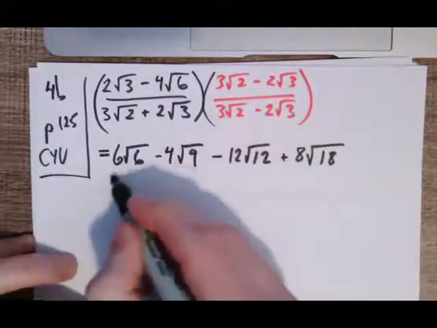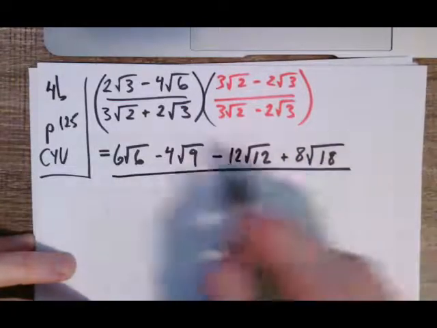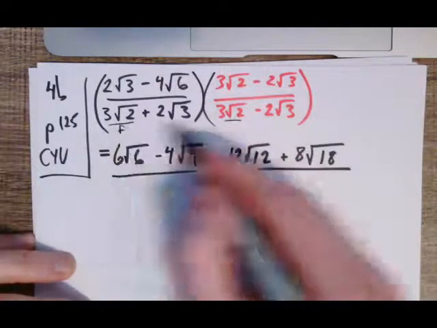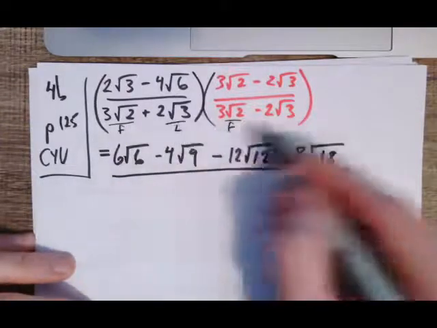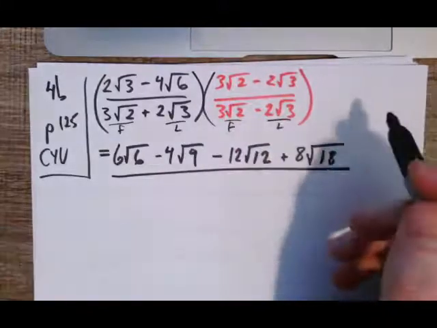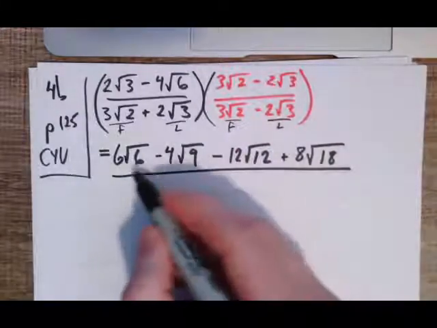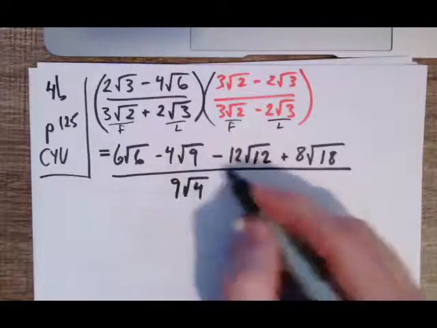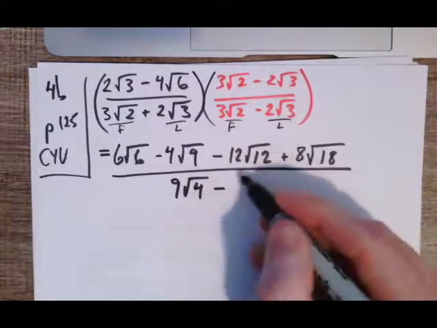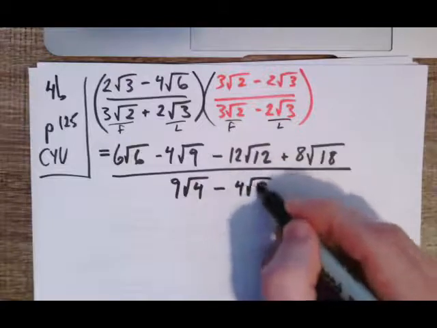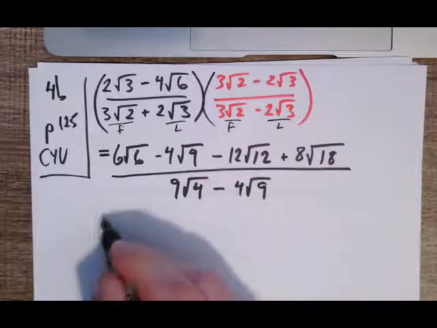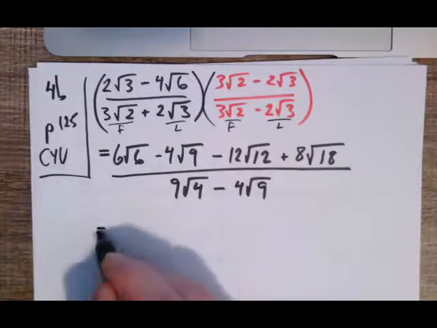All right, so that's all the top. On the bottom, remember, I'm just doing the first and the last, because I know the other ones cancel. Had to do it all on the top. Bottom, I don't need to. 3 root 2 times 3 root 2 is 9 root 4. Minus 4 root 9. 9 root 4, 4 root 9. Why are they doing this? Making me think too hard.